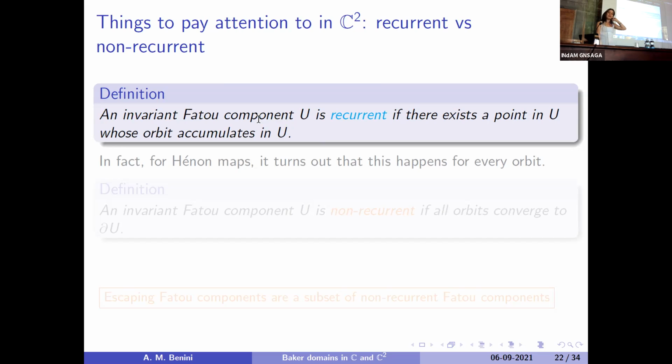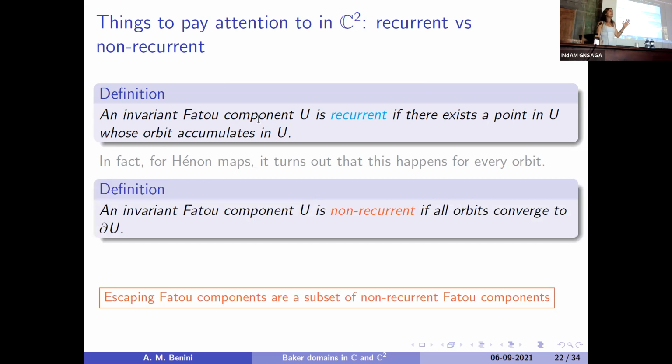So the definition is that an invariant Fatou component is recurrent if some point accumulates in the inside of the component. A priori, you may have some points which accumulate inside and some points which go to the boundary. A posteriori, after you classify the Fatou components, you understand that this is not possible. Either all orbits accumulate inside or orbits accumulate in the boundary of the component. For now, it's not escaping, okay? We're just talking about Fatou components.